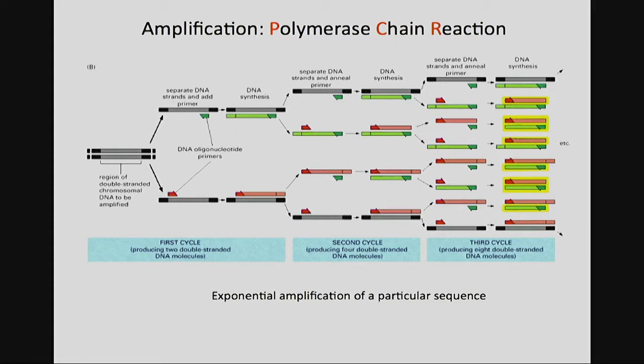The thing that really revolutionized things is PCR, the polymerase chain reaction, which is sort of like a nuclear fallout reaction. It exponentially amplifies the DNA, twofold at each step, in a fast way. So you start off with one double-stranded DNA and you end up with many more. Okay.